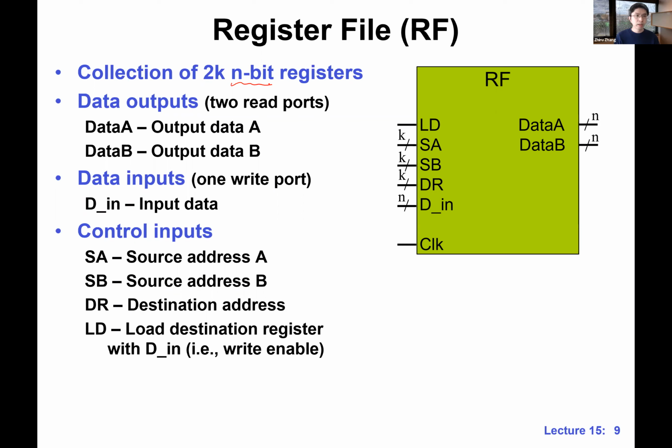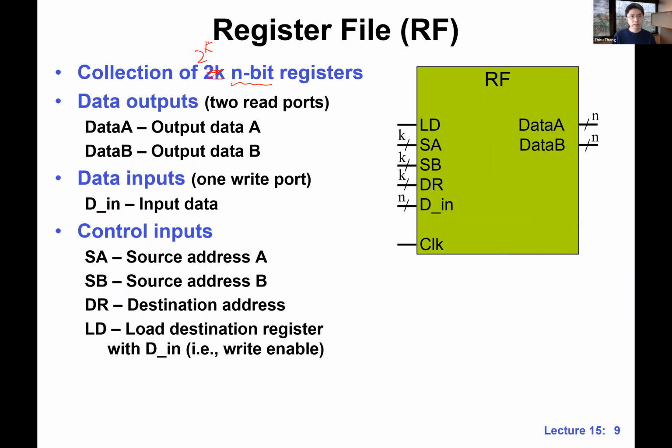And we have 2 to the k. Sorry, this is a typo. I'm going to fix this. This is 2 to the k, not 2k. Okay, 2 to the k. K is the number of bits in the address. So we have 2 to the k registers.